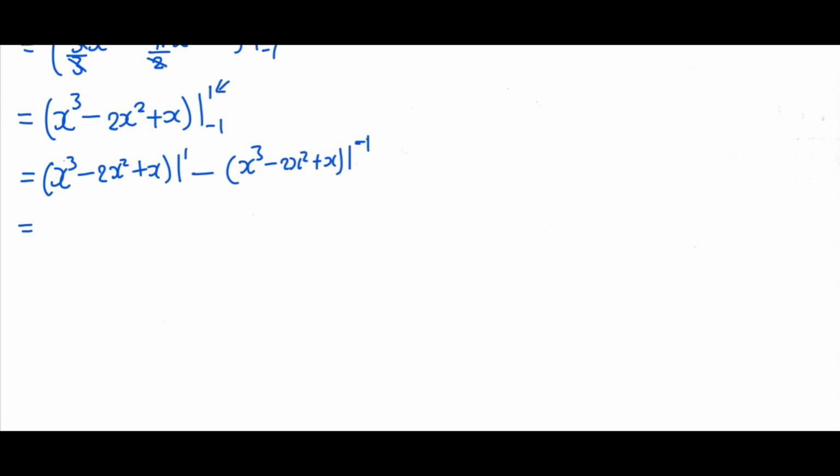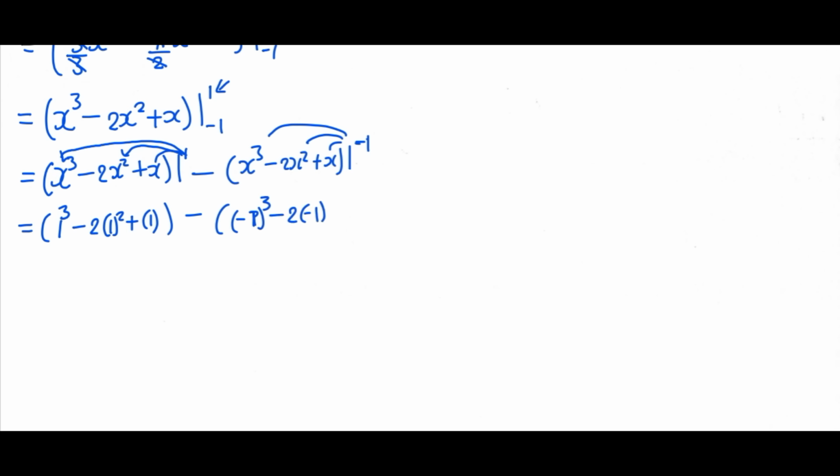Then what are we supposed to do? This means that where there is x, we are going to put 1 here. So let's begin. 1 raised to the power 3 minus 2 times 1 raised to the power 2 plus 1, minus, then we'll do the same. So this will be -1 raised to the power 3 minus 2 times -1 squared plus -1. So let's see how we can evaluate these numbers.